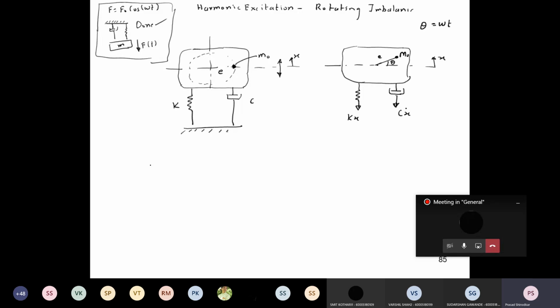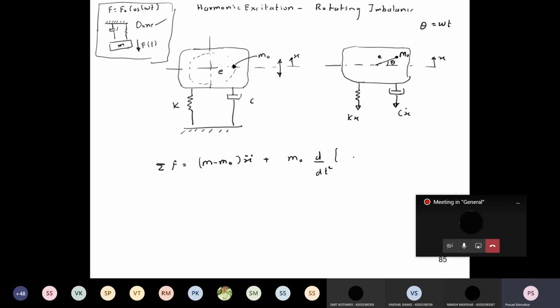All right. Now apply the D'Alembert's principle. So D'Alembert's principle is summation of forces is equal to mass into acceleration. So m minus m0 into x double dot plus acceleration of m0. I am writing it separately. That will be d by dt square.